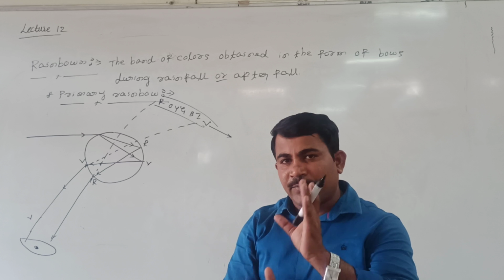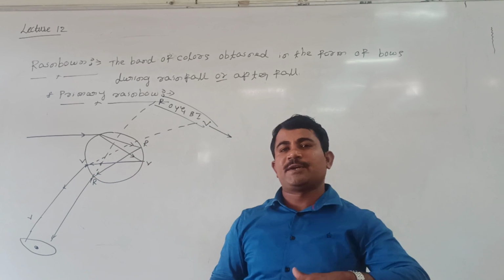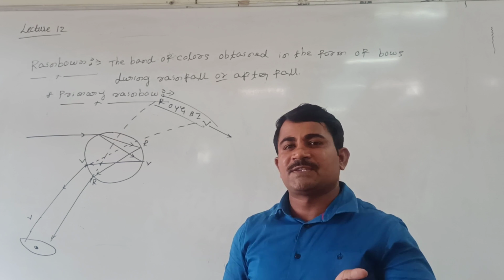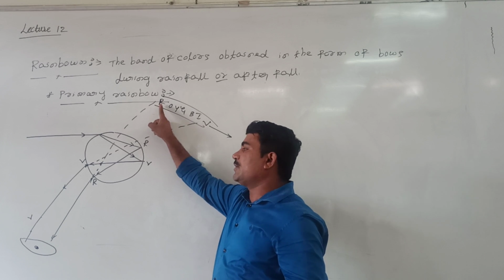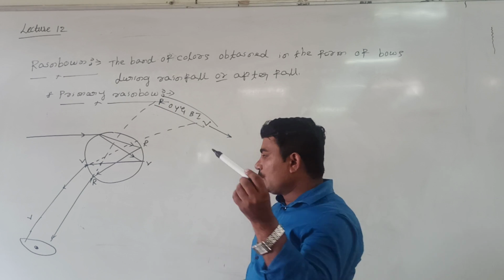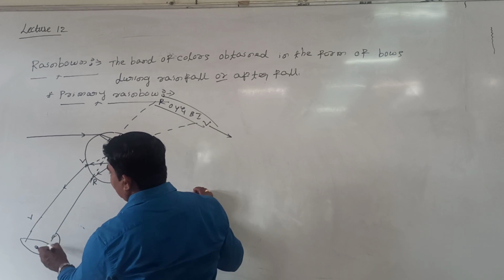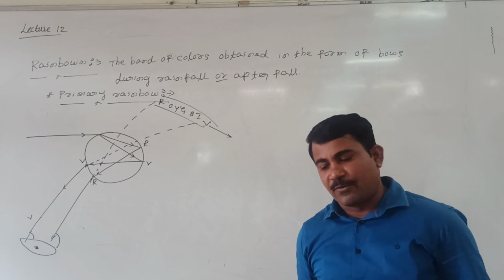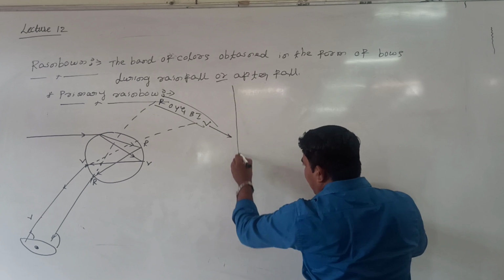The primary rainbow appears whenever the ray of light comes from the top of the water droplet, and it appears due to 2 refractions and 1 total internal reflection. That is one thing. The second is that in the inner edge violet light appears, and in the outer edge red color appears. And during the primary rainbow, the red color has the most angle of deviation and violet light has less angle of deviation. Remember this. Now, let us discuss how the secondary rainbow can appear.